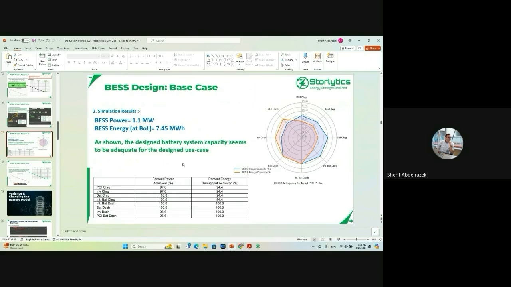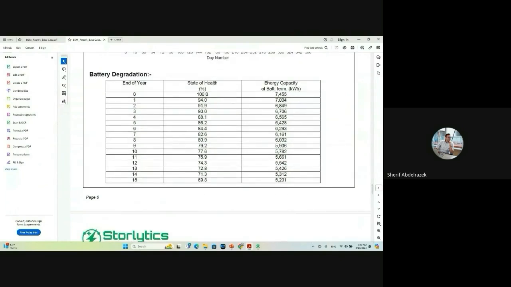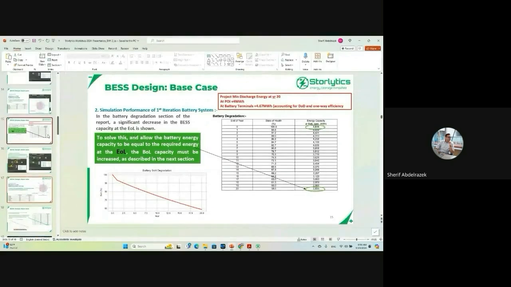4.67 megawatt hours, because remember the 4 megawatt hours we set as a project requirement is energy dischargeable at the point of interconnect. So you have to account for one-way losses, right, which is about 5%. And you also have to account for a depth of discharge, which is 90% in our case, right? So what's showing here is energy capacity at battery terminals, right? But our project requirement was dischargeable energy at POI, right?